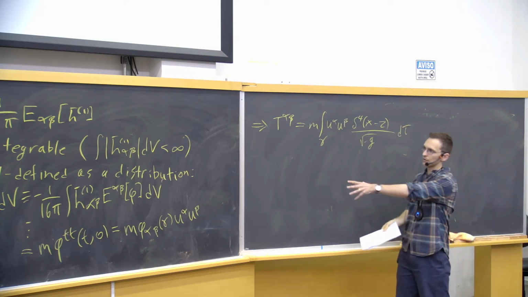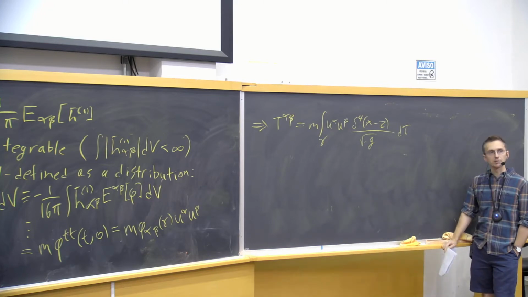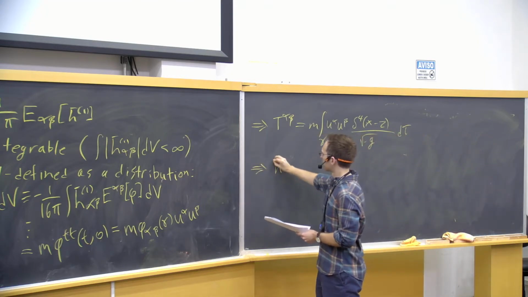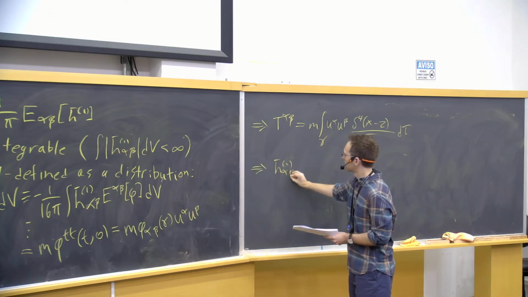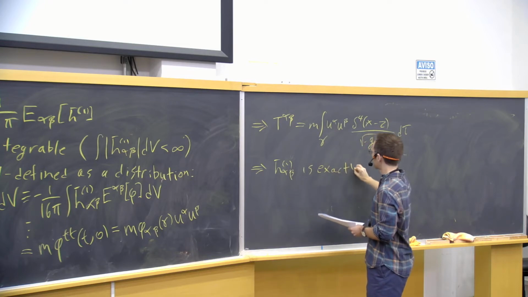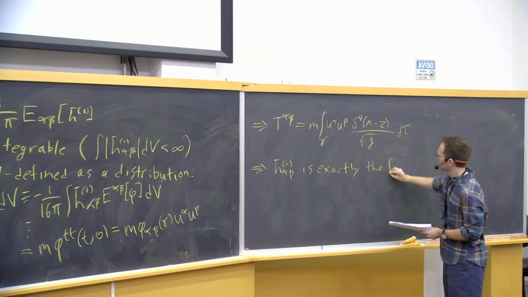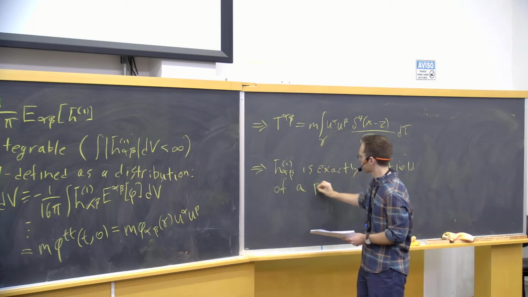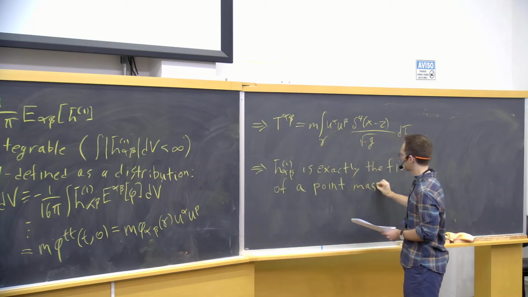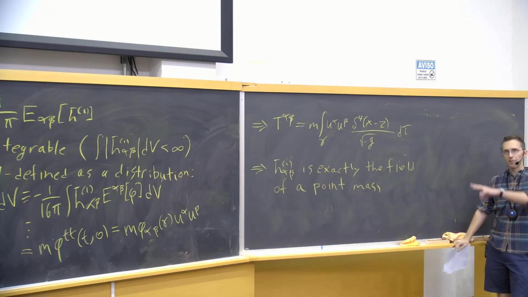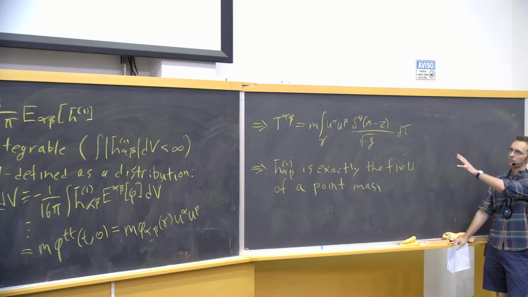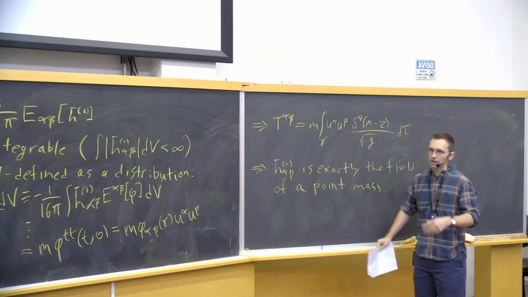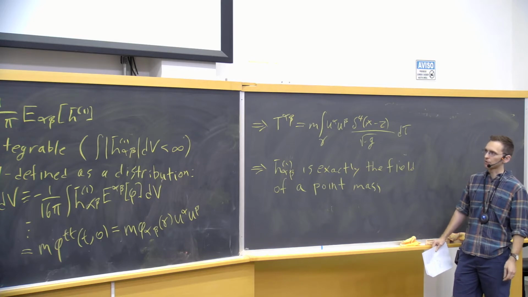And this is exact, even though I was starting with just a local expansion of h bar 1. So this tells me that h bar 1 is exactly the field of a point mass. So at first order, all that matched asymptotic expansions business recovers the point mass picture. At second order and higher, for the reasons I outlined before, that is no longer true. You don't have a point particle anymore.